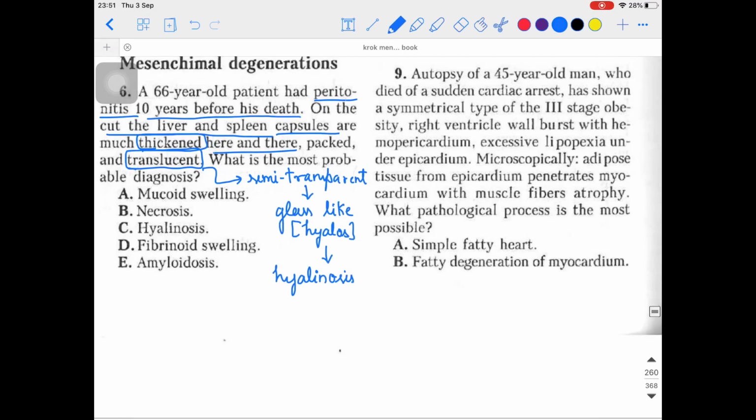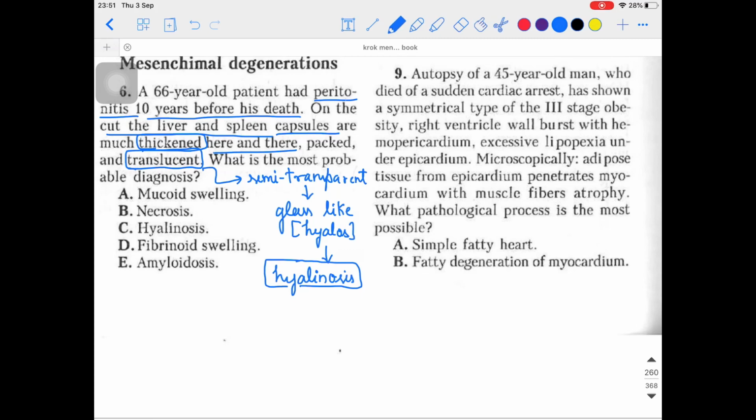In the capsules of the liver and spleen, these capsules were thickened here and there, and they are showing you the persistence of translucency. Translucent means glass-like, semi-transparent. They are talking about the hyaline. Hylos is Greek, which means a glass-like structure. That is hyalinosis. So definitely your answer will be hyalinosis. This is what they are talking about.